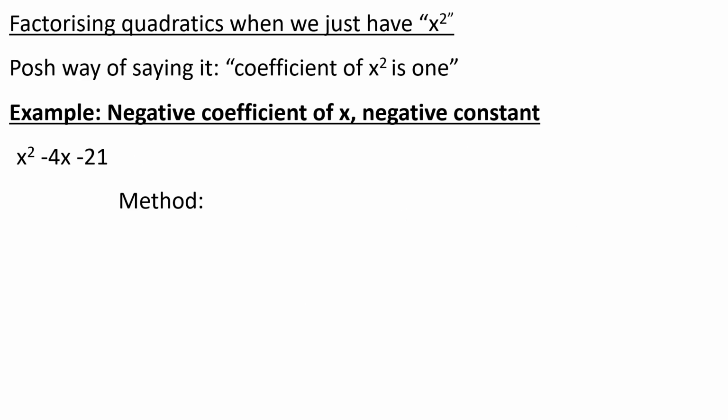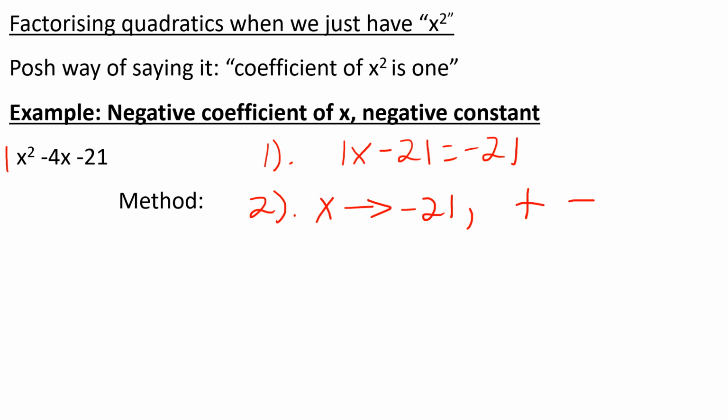Probably the hardest type of this question is when you have a negative coefficient of x and a negative constant, but the method is exactly the same. Firstly, I know that x squared has a coefficient of 1 because it's just x squared on its own. So I do 1 times minus 21, which is minus 21. So I need a pair of numbers that will times to give minus 21, and this time will add to give minus 4. We look at the factors of just 21 first. So that's 1 and 21, 3 and 7. Those are our factor pairs.